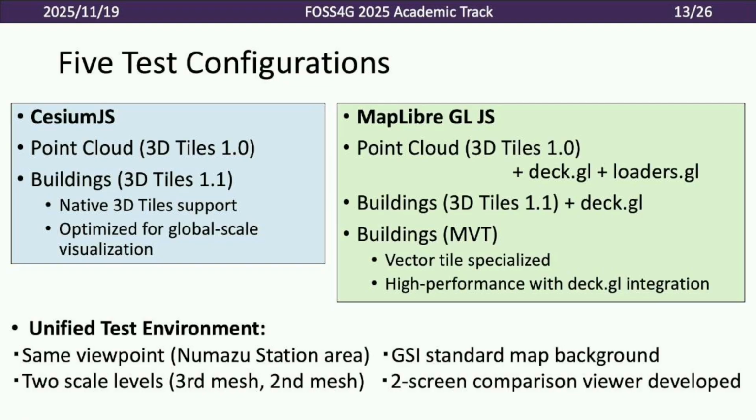All tests used a unified environment, the same viewpoint centered on Numazu Station, the city center. The background map image is the standard map provided by the Japanese government, GSI base map data, at the scale levels we discussed. We also developed a custom two-screen comparison viewer that allows side-by-side performance analysis with synchronized viewpoints. This is invaluable for visual comparison during testing.